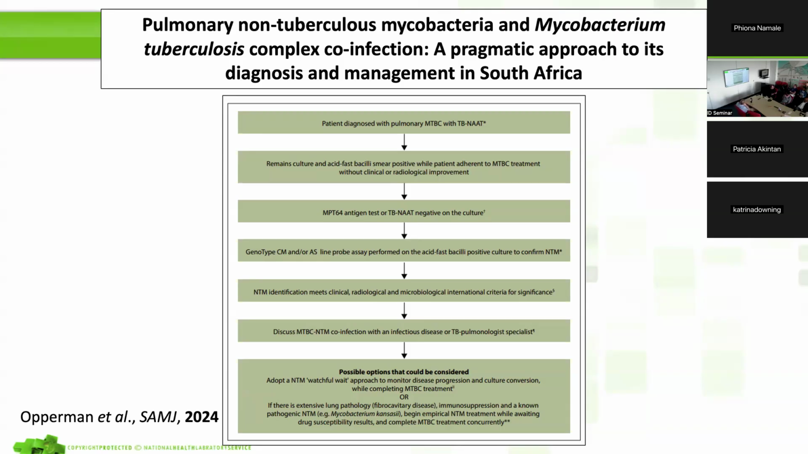So no one has clear guidelines in terms of how you should manage it now. Should you first manage the MTB complex and later on the NTM? Do you manage them both at the same time? And I think, talking to pulmonologists and infectious disease specialists, it boils down to either having the watchful wait approach and seeing if the patient on culture converts while treating the MTB complex first.